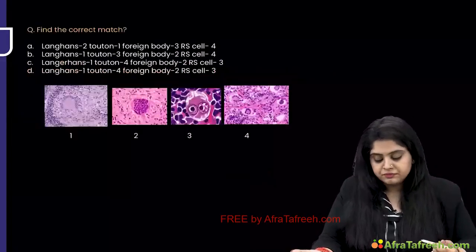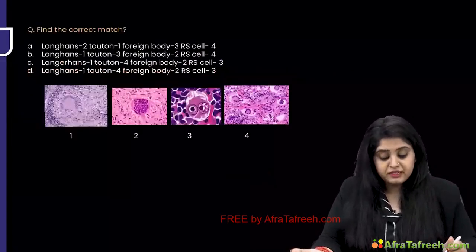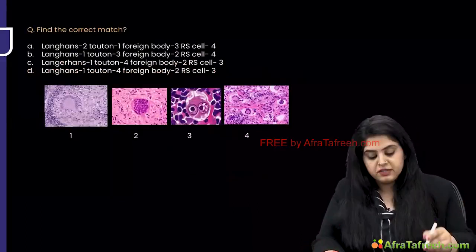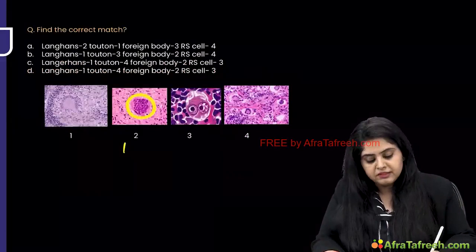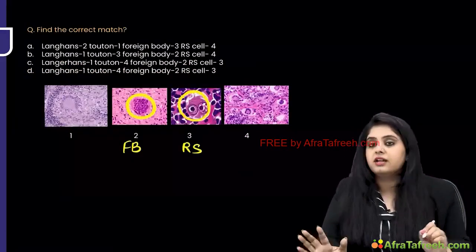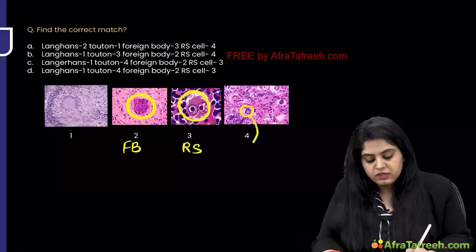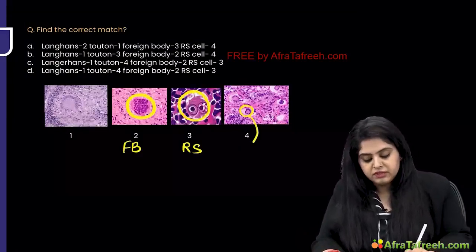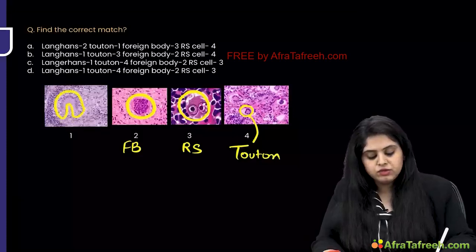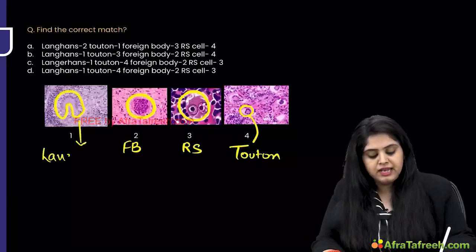The last one is going to be this. Find the correct match. Before you go into this, can you just answer them yourself? What is this, all haphazard? This will be a foreign body giant cell. This is Reed Sternberg undoubtedly. This round, wreath-like arrangement must be the Touton giant cell of xanthoma. And this horseshoe shape arrangement must be Langhans.